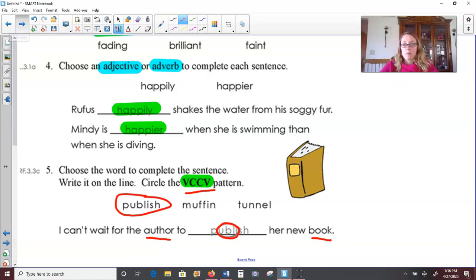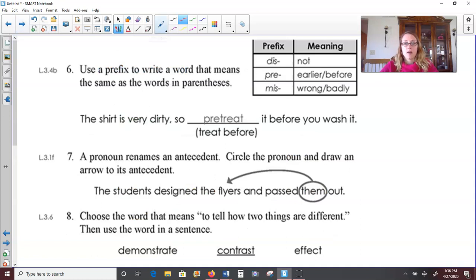All right, last page. Number 6, using our prefix chart, we need to write a word that means the same as treat before. The shirt is very dirty, so treat before you wash it. Well, before, I'm seeing on my chart, uses the prefix pre, so we could say the shirt is very dirty, so pre-treat it before you wash it. That simply means spray some stain remover on it or let it soak a little bit before you actually wash it.